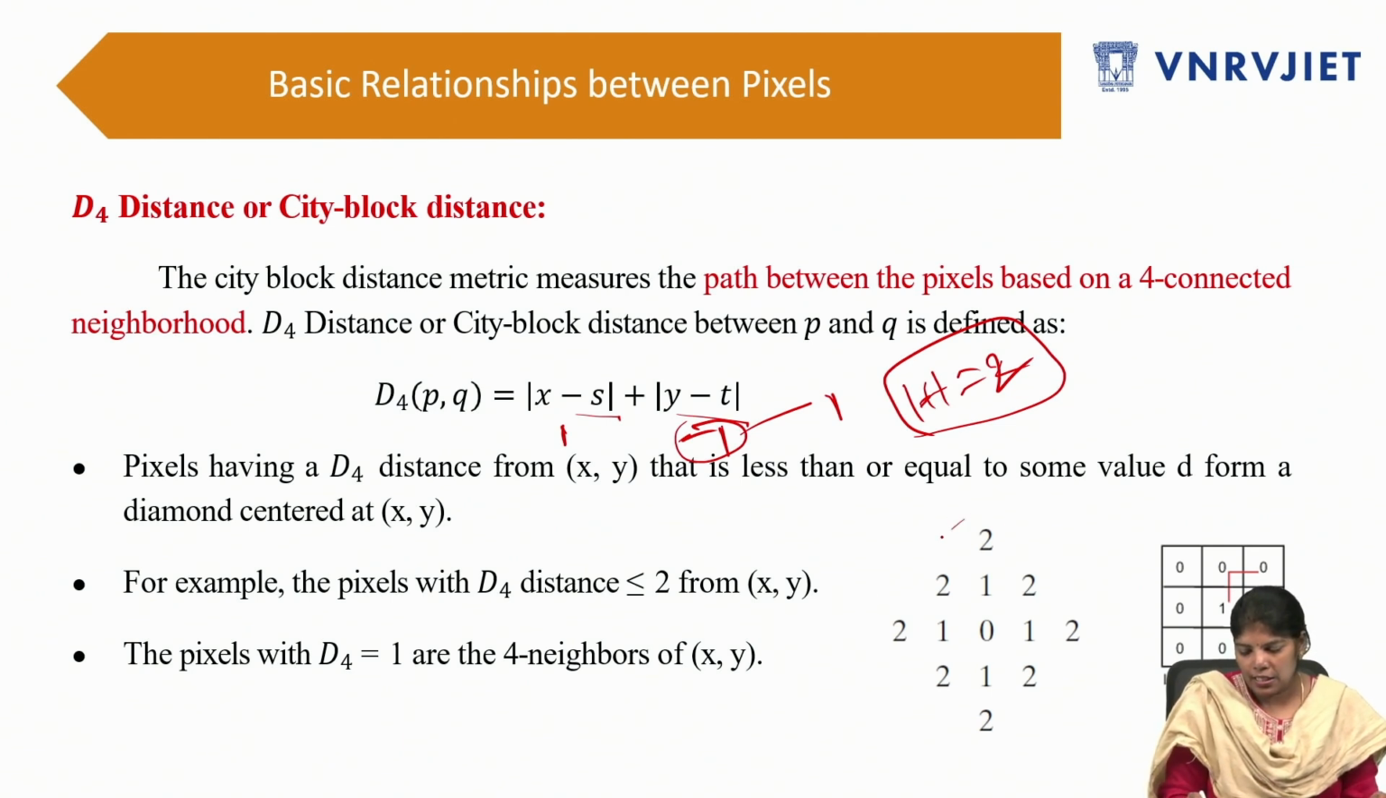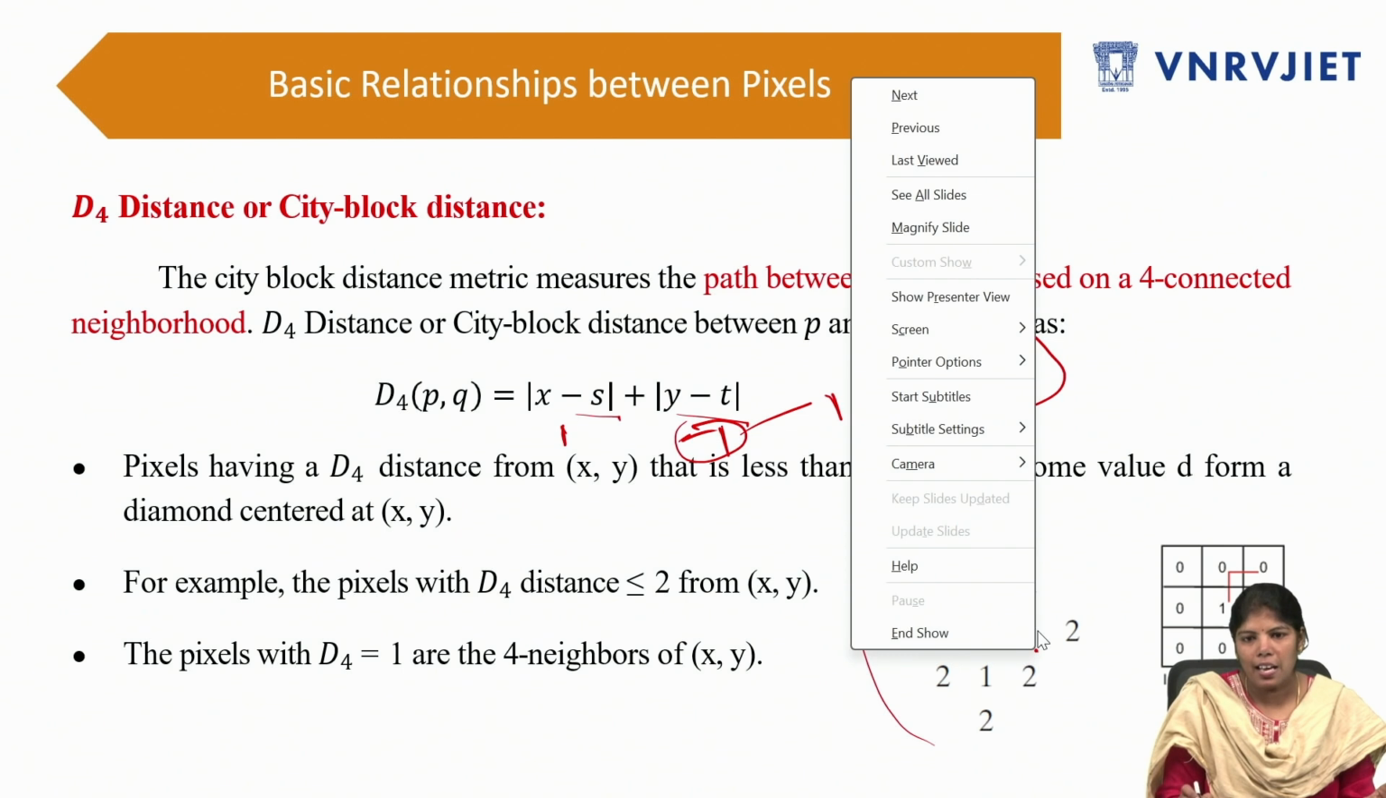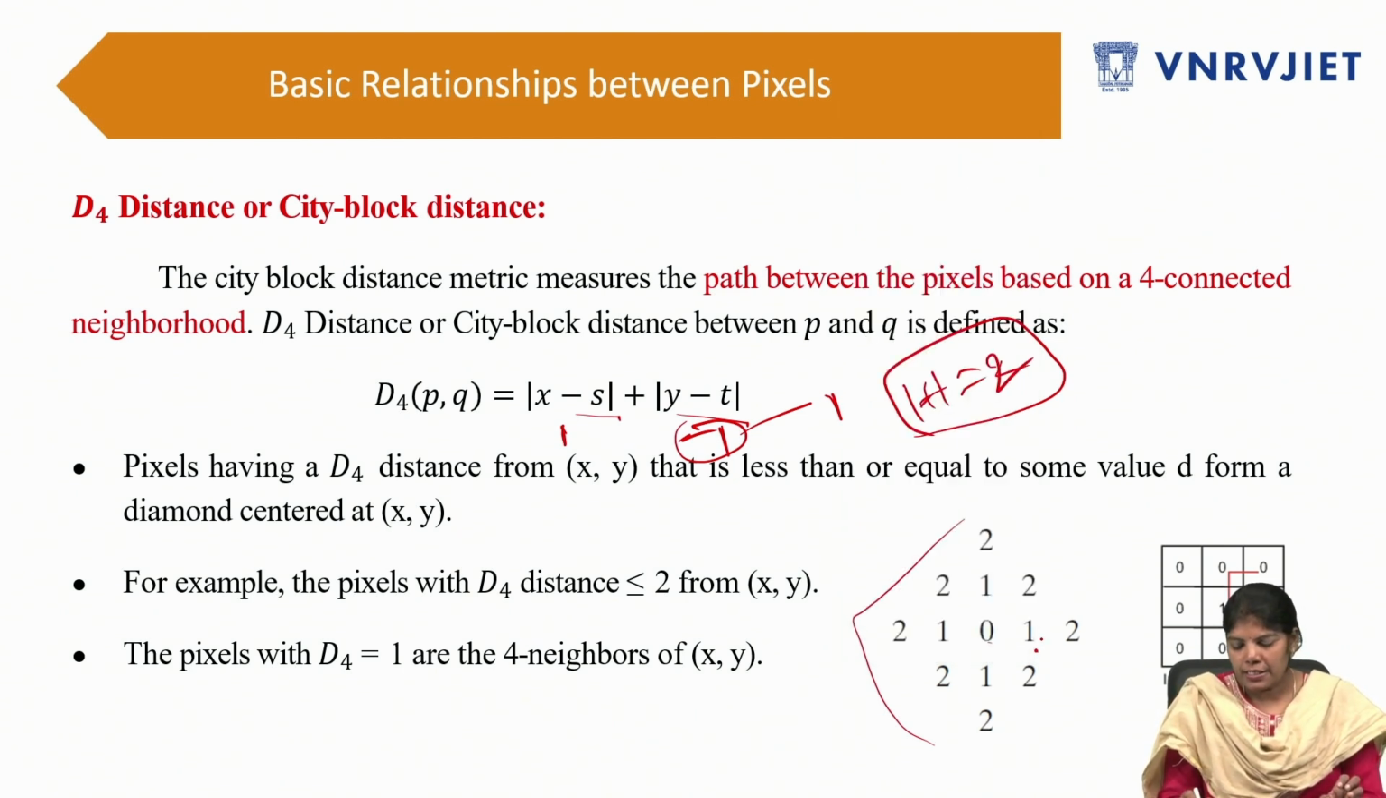If you see this graph with the pixel information for the city block distance, from this pixel to this pixel the difference is 1. Always it will be 1. And also you can see from here to here, the difference between these two pixels is also 1.